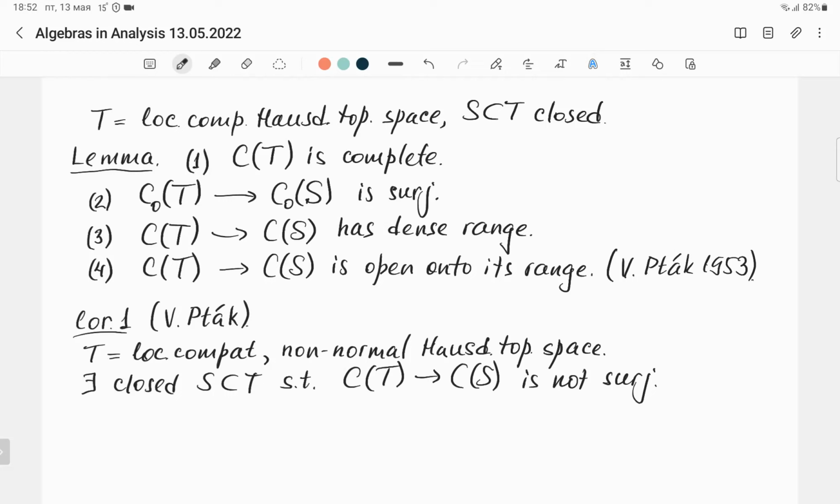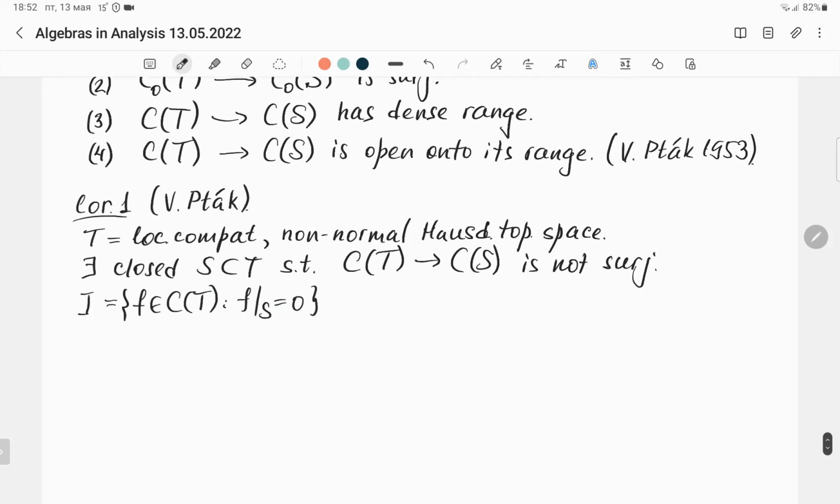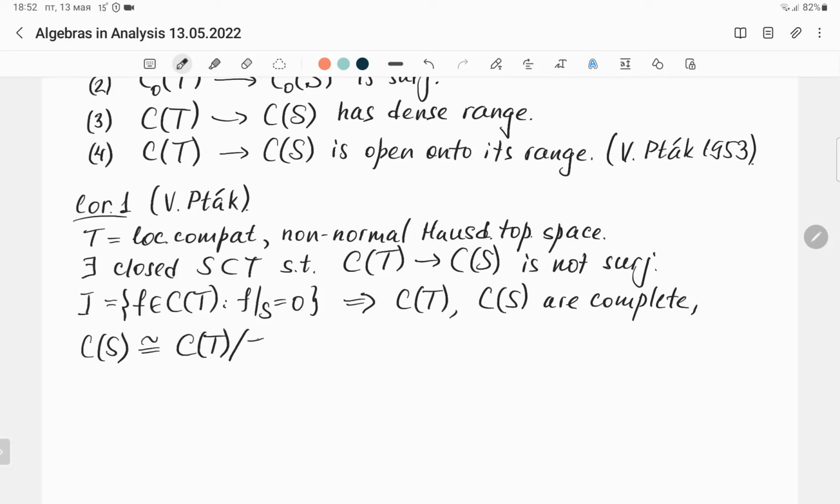Let's now denote by I the ideal in C of T which consists of all functions vanishing at S. Then we see that both C of T and C of S are complete, because they are locally compact and Hausdorff. C of S is topologically isomorphic to the completion of the quotient of C of T modulo I. This easily follows from statements 3 and 4 of our lemma. So the restriction map has dense range and it is open onto its range.